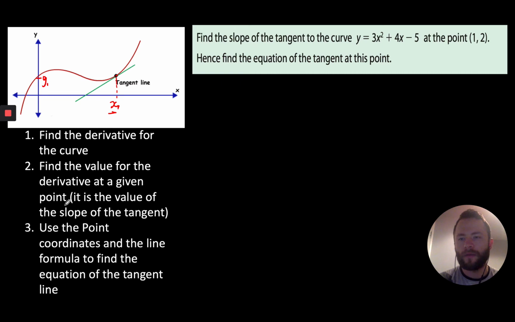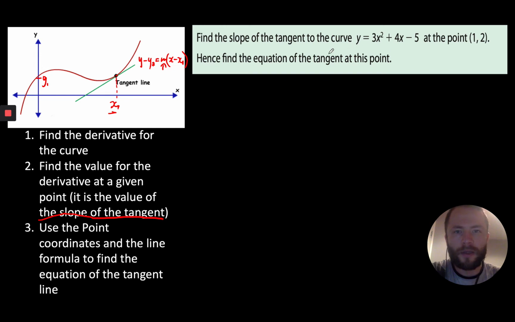And then finally, we're going to use the point coordinates for this point in order to find the formula of the tangent line. The formula that we're going to use is y minus y1 equals m times x minus x1. Now, the number m is the slope of the tangent. So this is what we're calculating using the derivative.